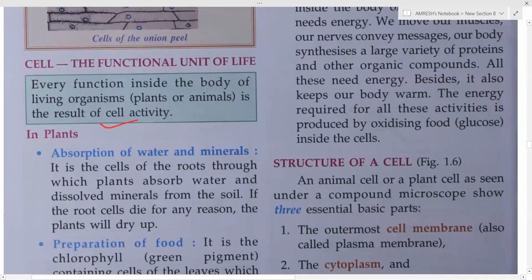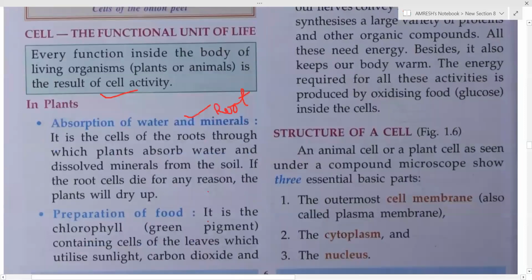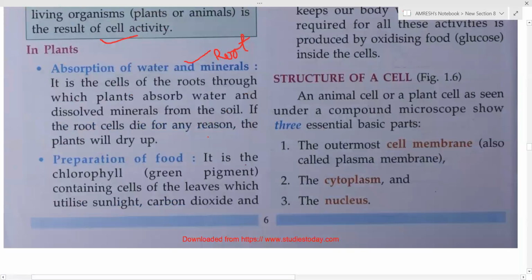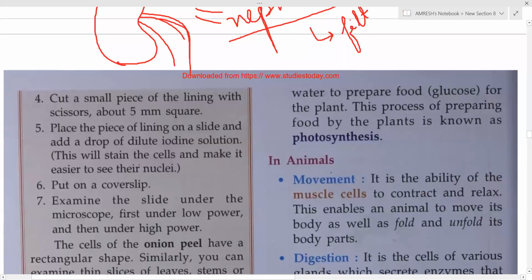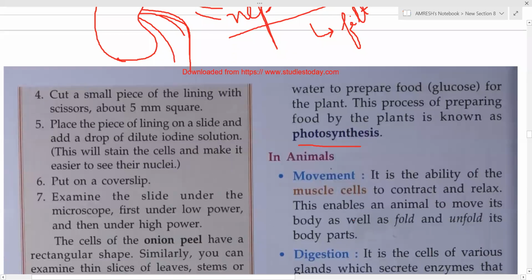In plants, absorption of water and minerals is done by root cells, or root hair cells, you can say. They help in absorption of water. Preparation of food: how do plants prepare food? The process is called photosynthesis, in the presence of chlorophyll. It happens in the leaves, where cells contain chloroplasts, and the chloroplasts contain chlorophyll inside them. So they perform photosynthesis, the preparation of food in plants.